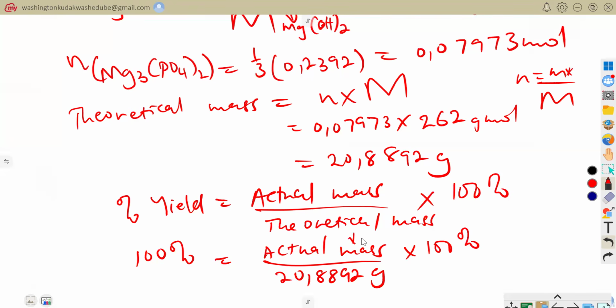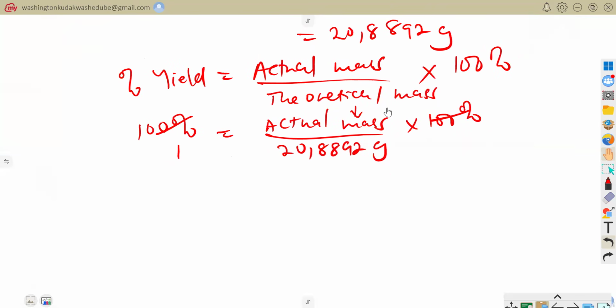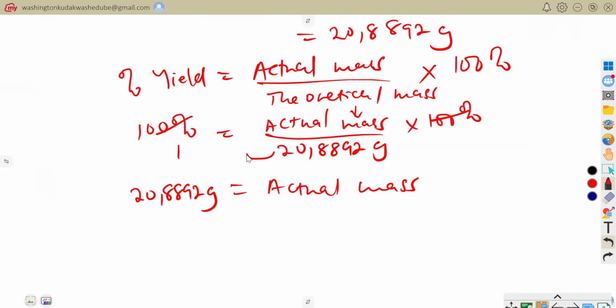What would be my actual mass? I would simply divide throughout by 100, and this will cancel out. This side I'll be left with 1, and then I'll multiply this by that 1. So you would find out that my actual mass was going to be just the same. So my actual mass here is going to be 20.8892 grams.